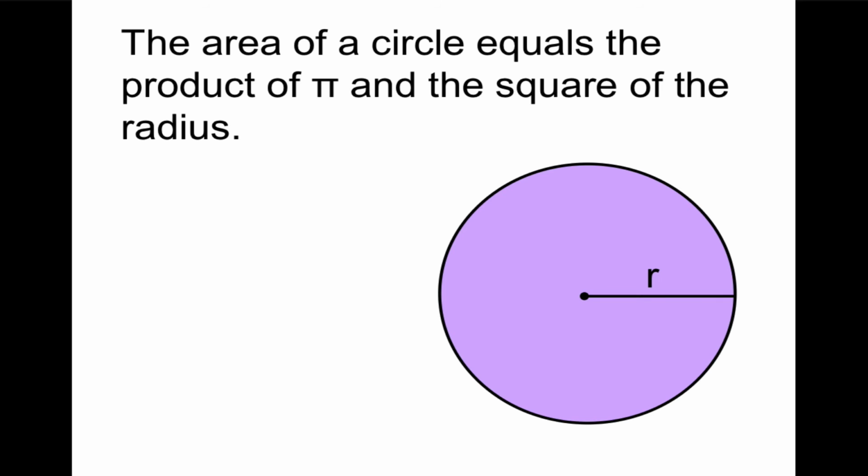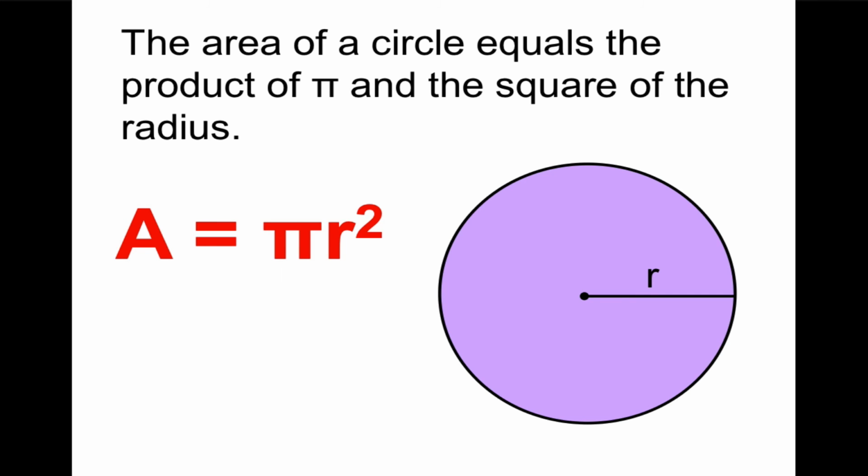Okay, let's talk about area. The area of a circle equals the product of pi and the square of the radius. In other words, area equals pi r squared. This is a very important formula. And let's do an example using this formula.